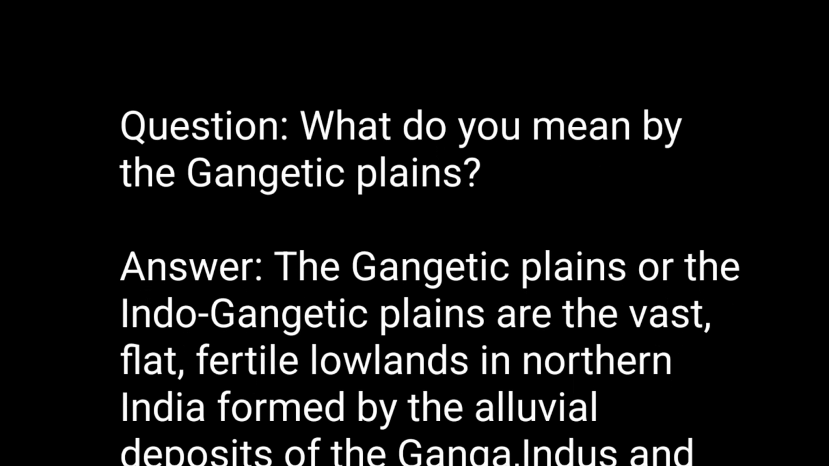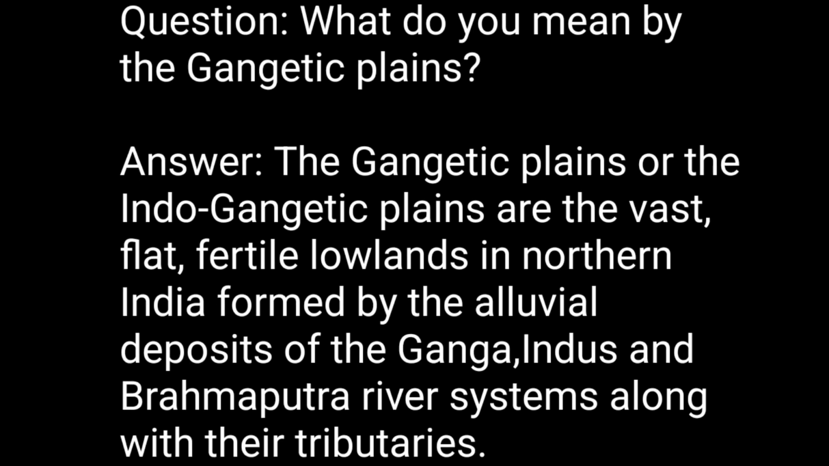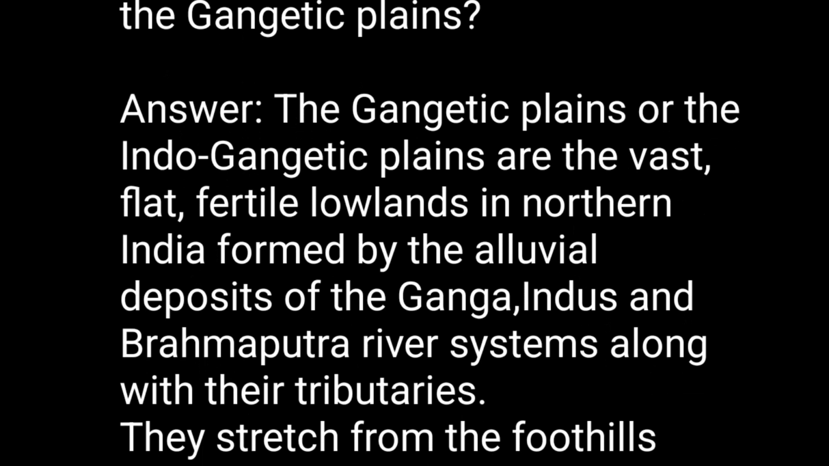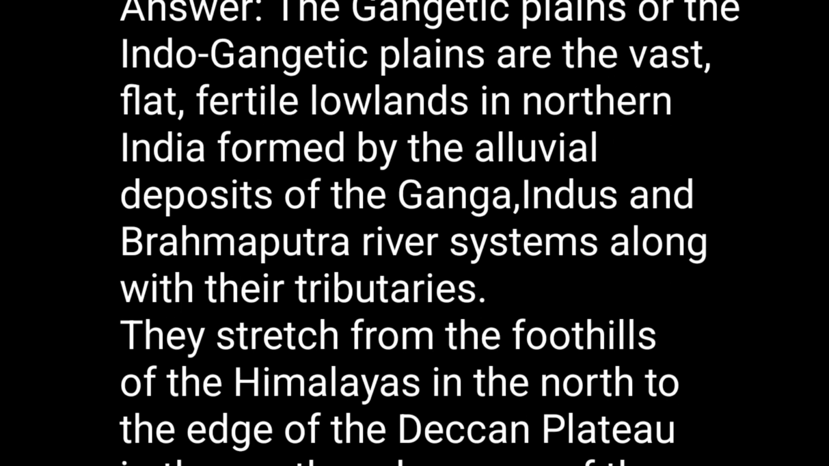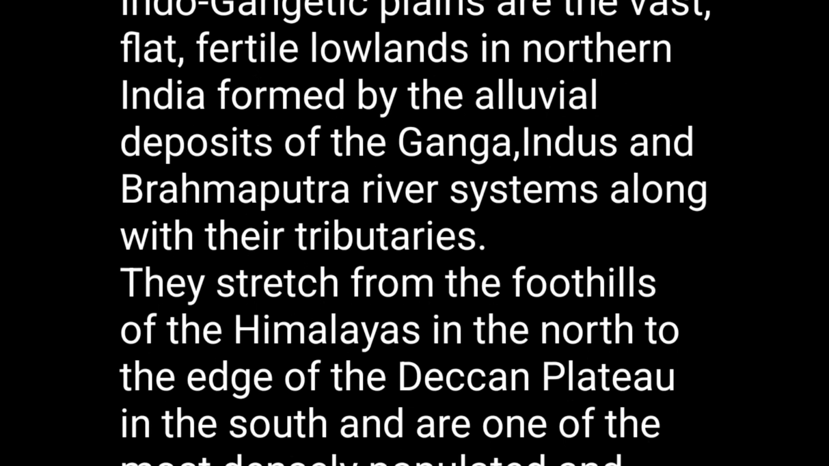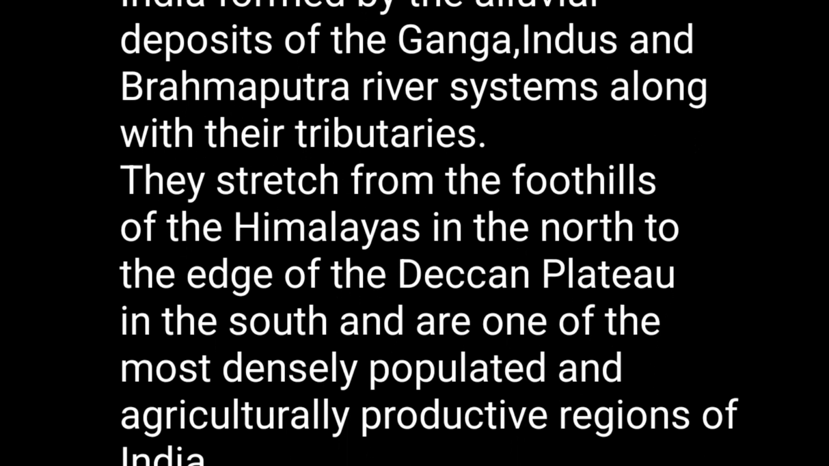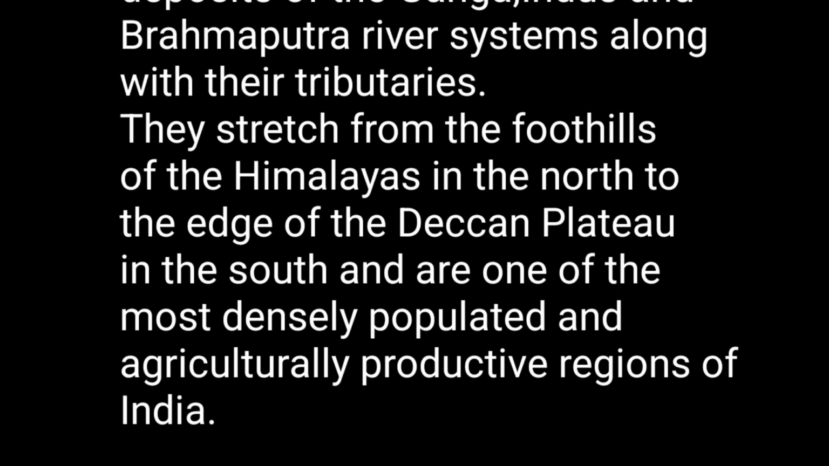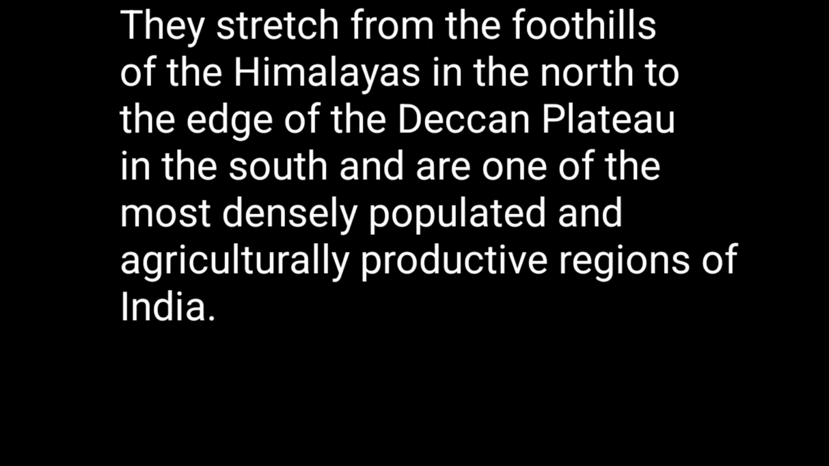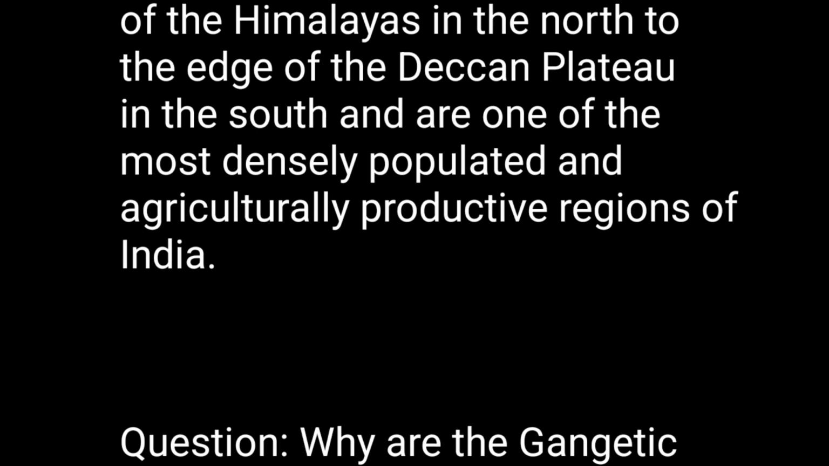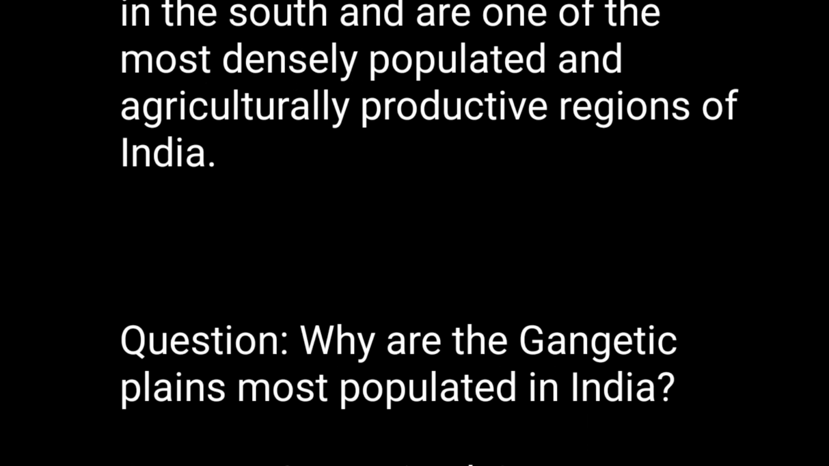What do you mean by the Gangetic Plains? Answer. The Gangetic Plains or the Indo-Gangetic Plains are the vast, flat, fertile lowlands in northern India formed by the alluvial deposits of the Ganga, Indus and Brahmaputra river systems along with their tributaries. They stretch from the foothills of the Himalayas in the north to the edge of the Deccan Plateau in the south and are one of the most densely populated and agriculturally productive regions of India.